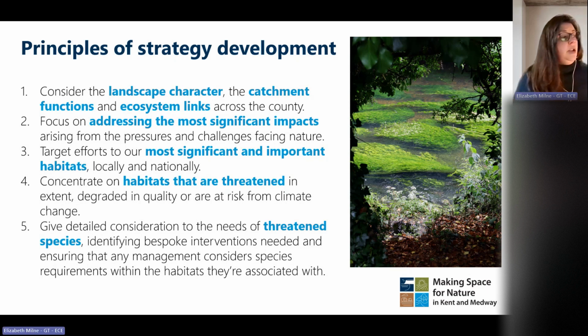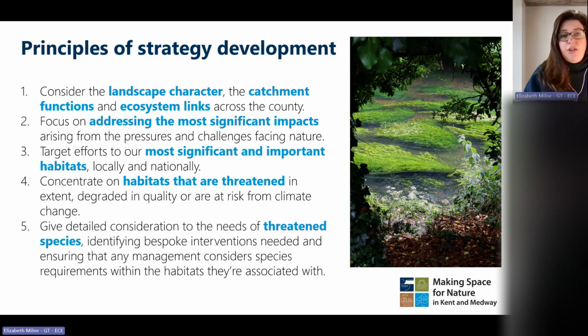We also looked to target our efforts to those areas of most significance and importance, both locally and nationally. So on a national basis, it might be that we hold a particularly large proportion of the UK's resource for that habitat, or it might be locally that we only have a very limited amount of that habitat, and again, therefore, that was very significant at a county level.